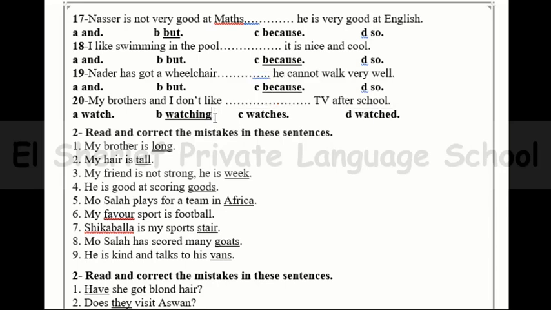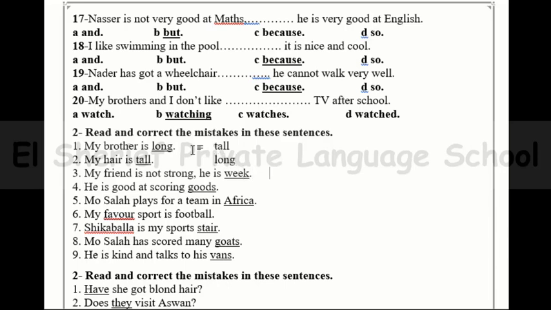Now, the next exercise. Number 2: Read and correct the mistakes in these sentences. Number 1: My brother is long. And here long is the wrong one, and it's going to be yes, my brother is tall. Now number 2: My hair is yes. It must be my hair is long.